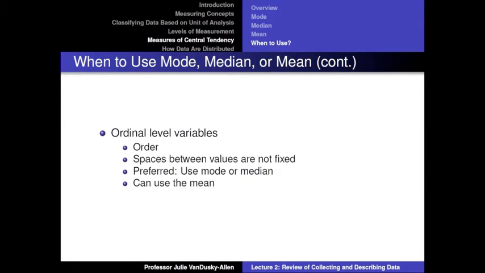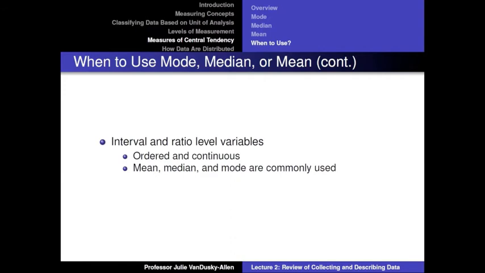With an ordinal level variable, the values of the variable have order, but the spaces between the values are not fixed. We can use the mode for an ordinal level variable because the mode simply tells us the most common value in the data. We can also use the median because we can order the data from smallest to largest and find the middlemost value. We can also use the mean, but it is debatable whether it makes sense to use the mean for an ordinal level variable. The mean assumes the spaces between the values are fixed, which is not always the case with an ordinal level variable. Nevertheless, social scientists often use the mean to describe an ordinal level variable.